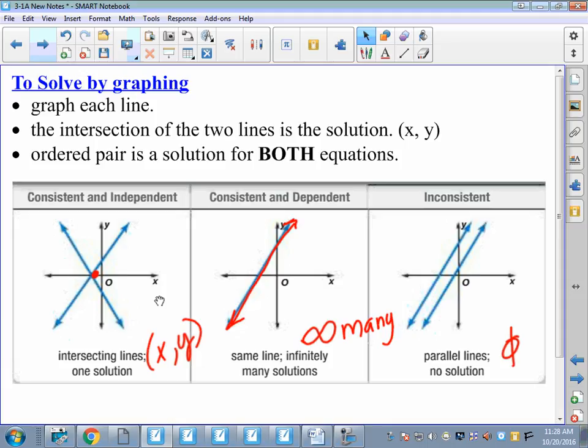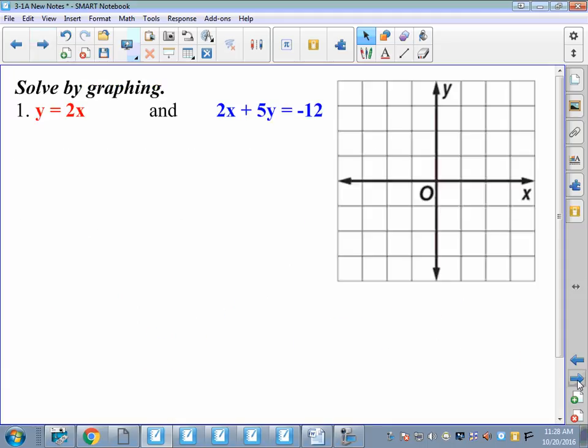So we're just going to incorporate some of that vocabulary along with the solving. I've got three problems for you. The first one, y equals 2x. Pretty simple. Just as a review, when we graph lines, y equals mx plus b is the form that we can get it into to graph the easiest.